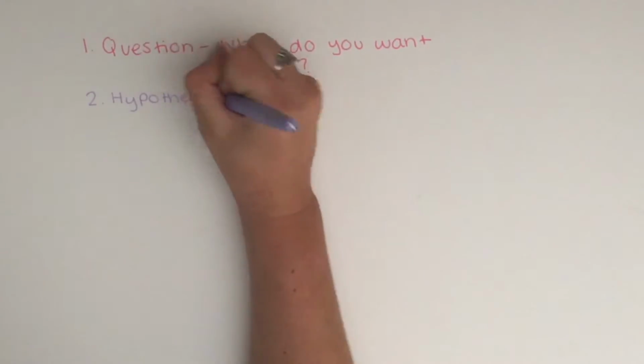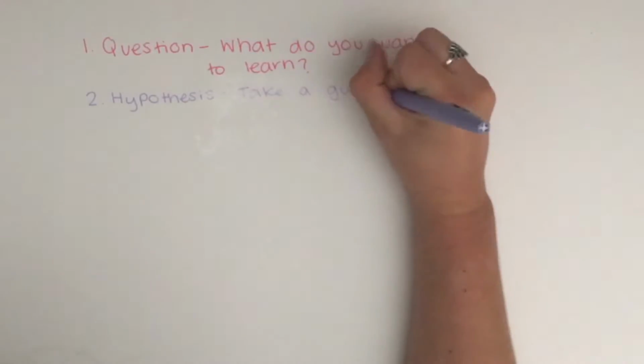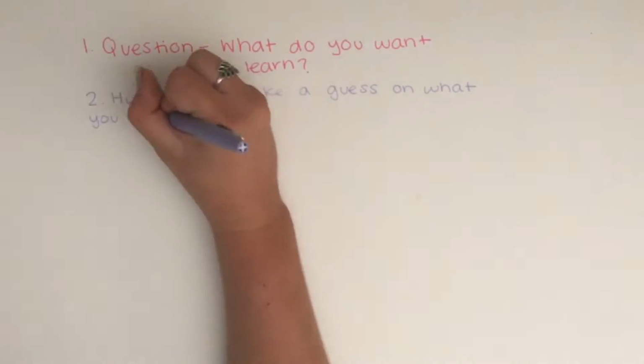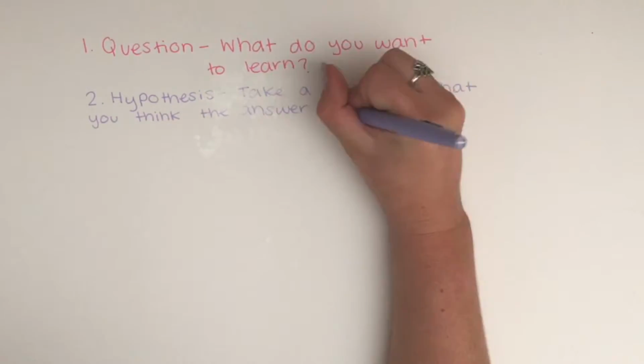The second step is to come up with a hypothesis. Take a guess on what you think the answer to your question might be.